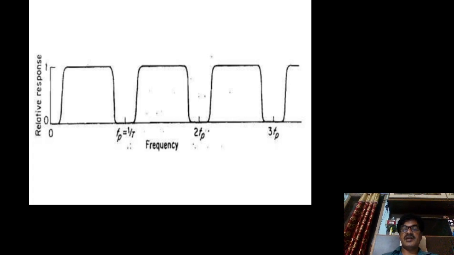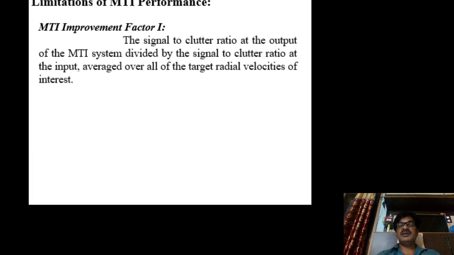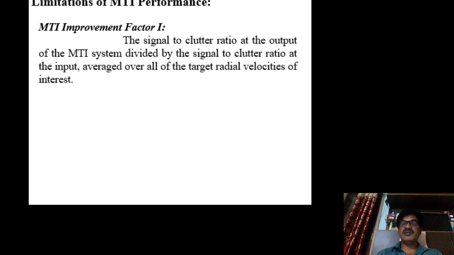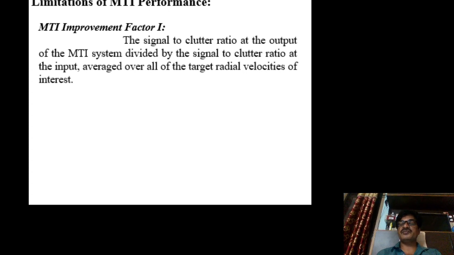Coming to limitations of MTI radar, there are some performance limitations with reference to MTI. Before discussing the limitations, let us first see what the improvement factor, the MTI improvement factor, is. It is defined as the ratio of signal to clutter ratio at the output to signal to clutter ratio at the input.